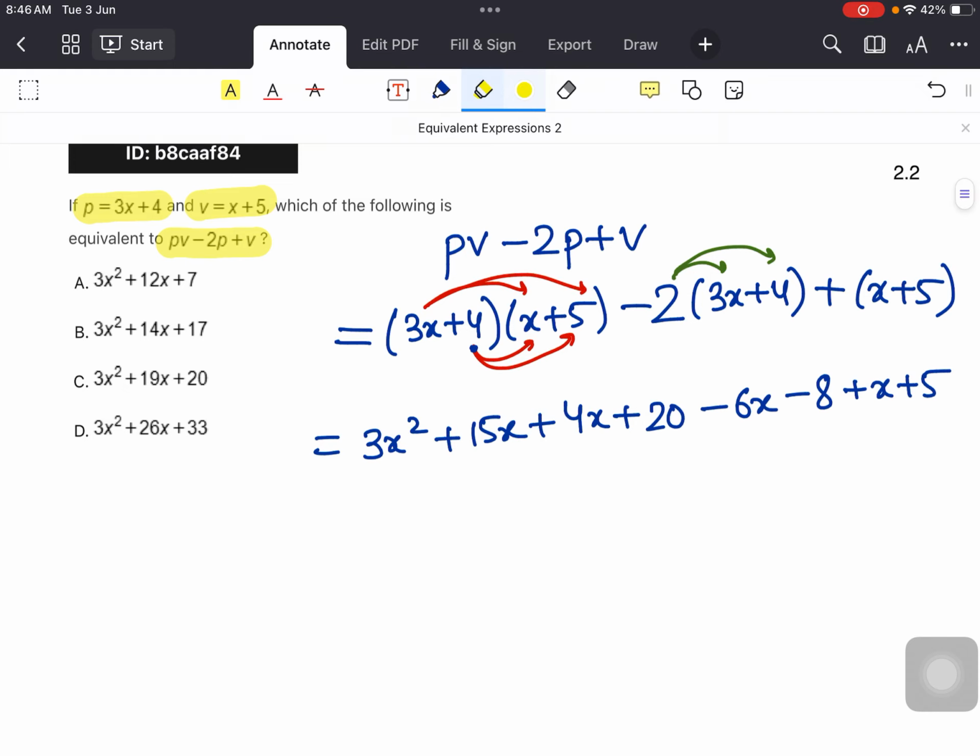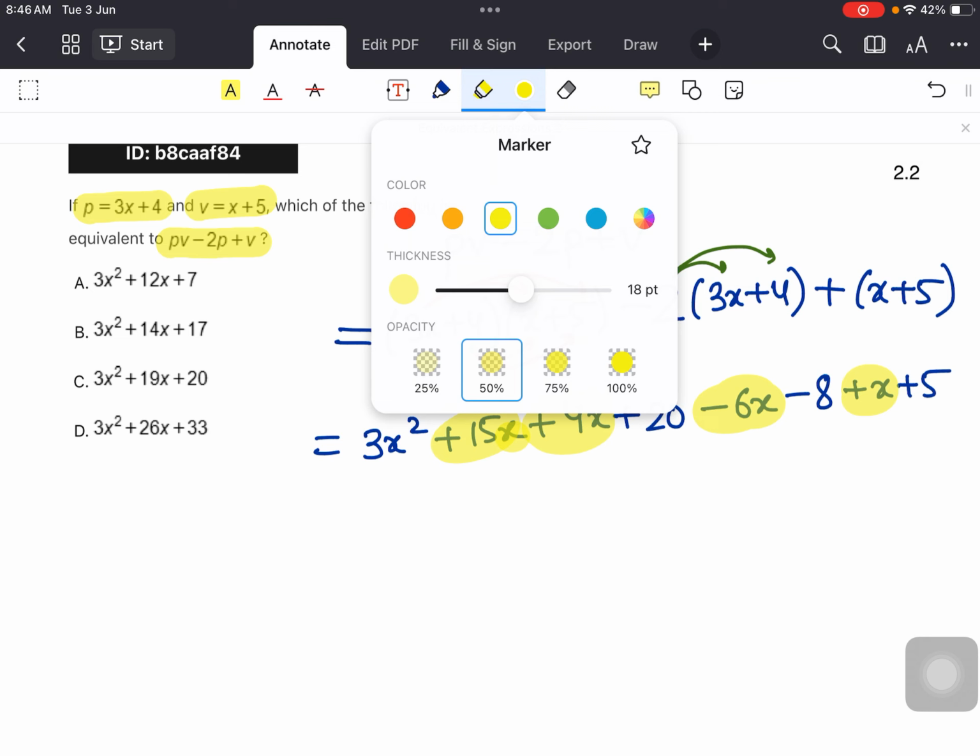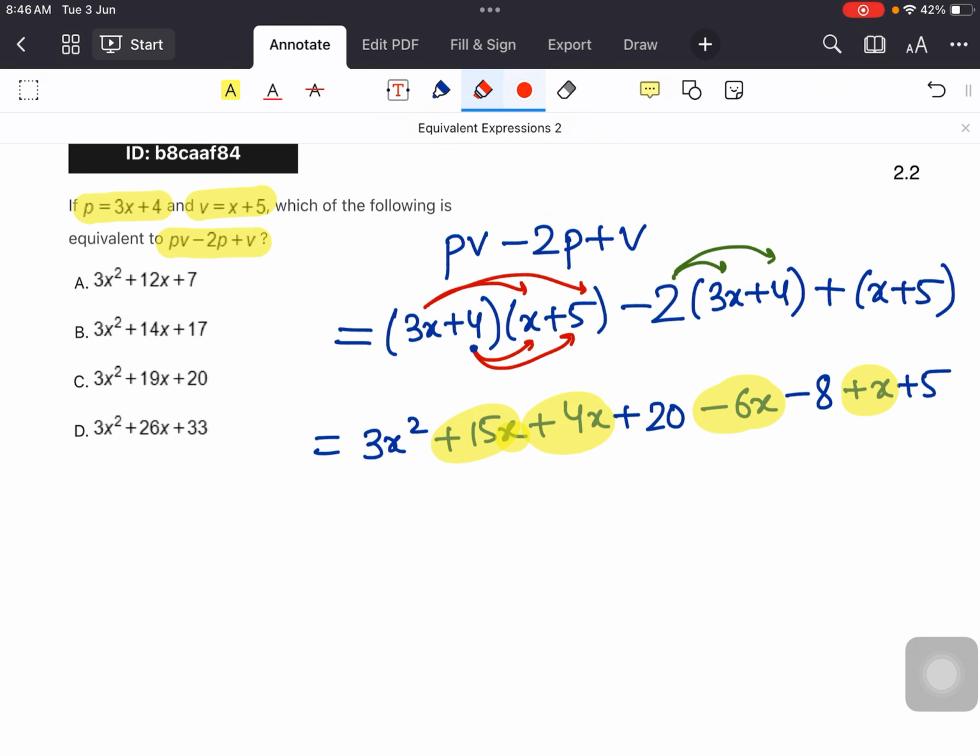Now just target the similar terms. I can see this is 15x plus 4x minus 6x and plus x. All these are x terms, and the ones with the other color, they are constants. So we need to group them. So 3x squared.